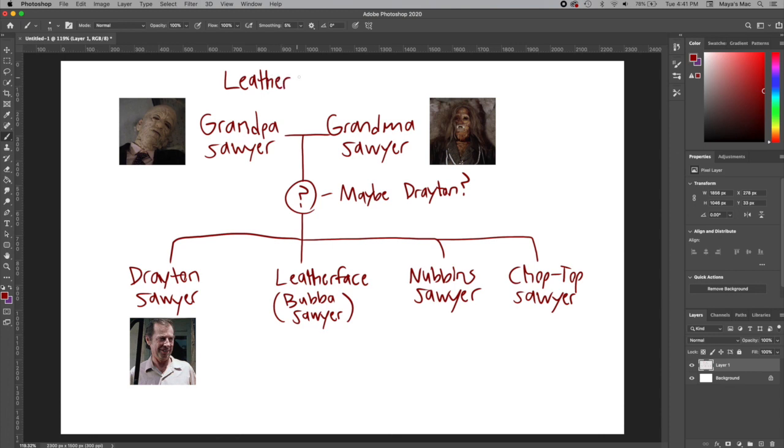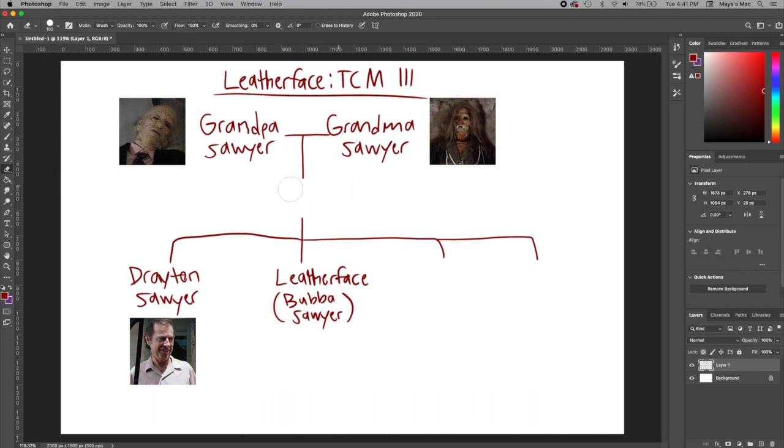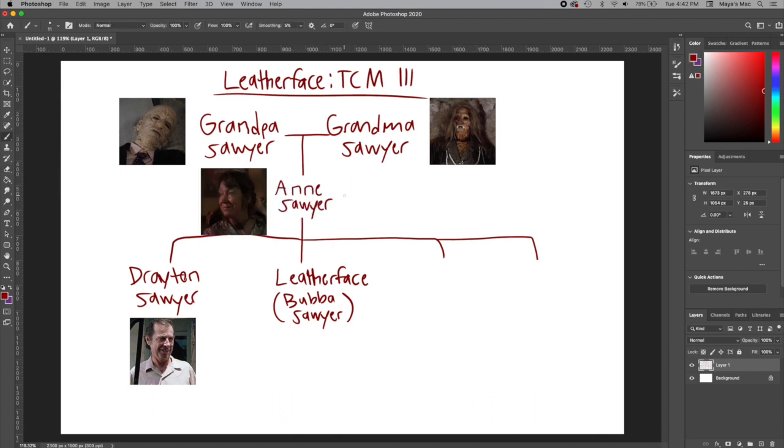Now on to Leatherface, the Texas Chainsaw Massacre 3. So this movie changes some things around in terms of the family. So now we have Ann Sawyer, she's the mom, and still Drayton might be the father, and also her son, again, uncertain. This movie retcons the second movie, so we've got to get rid of Chop Top.